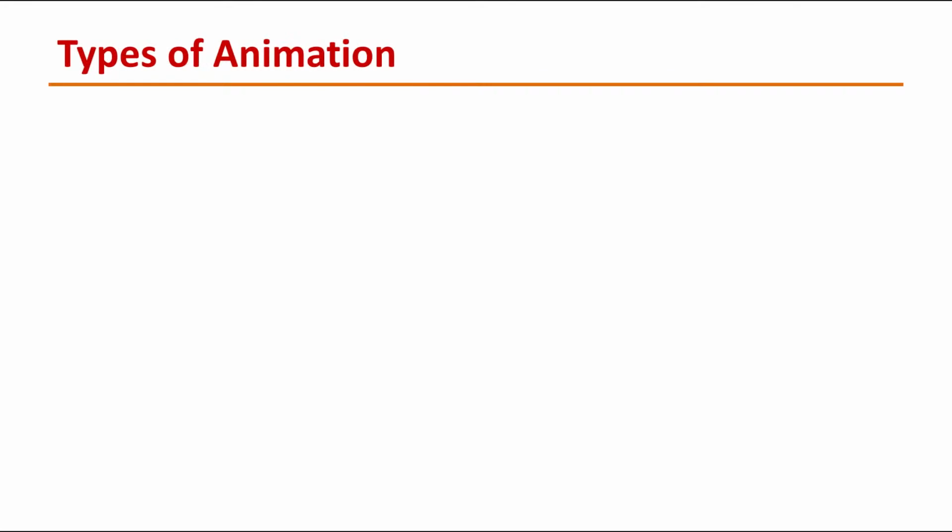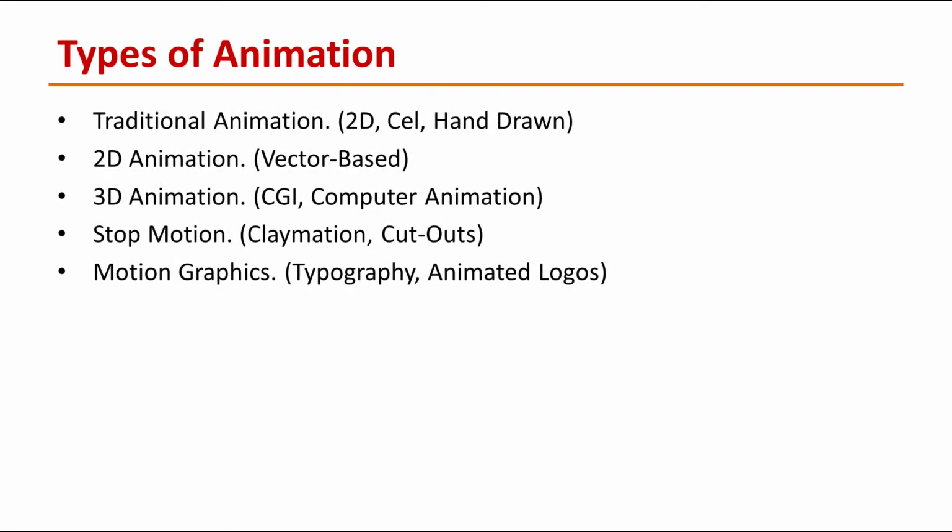Based on the technique used to create the animation, you can divide animations into 5 broad types. The first one is traditional animation, the second is 2D animation, third is 3D animation, stop motion and motion graphics.